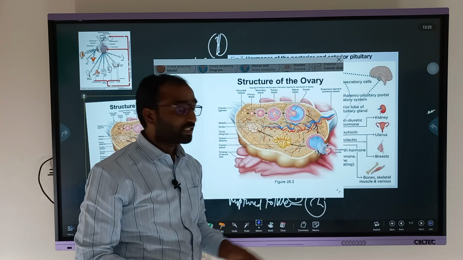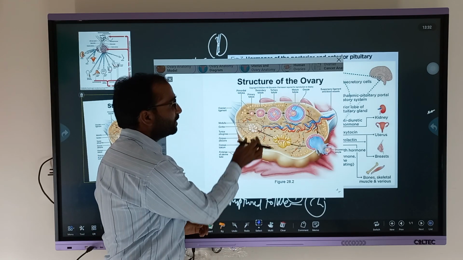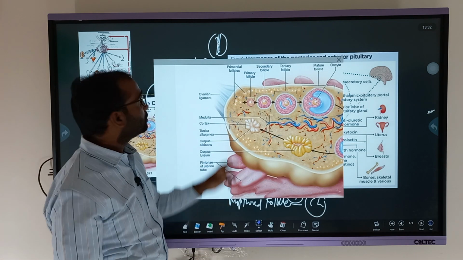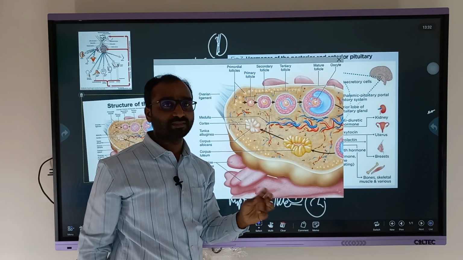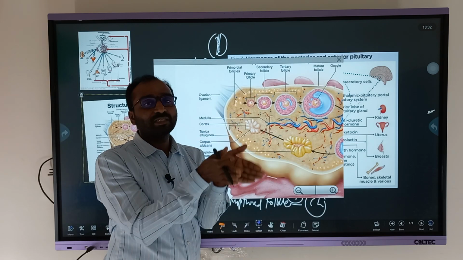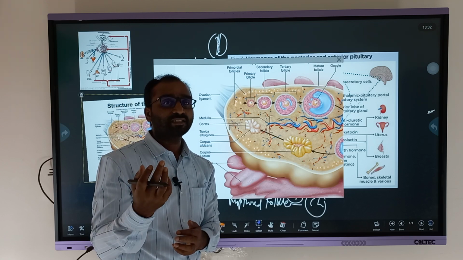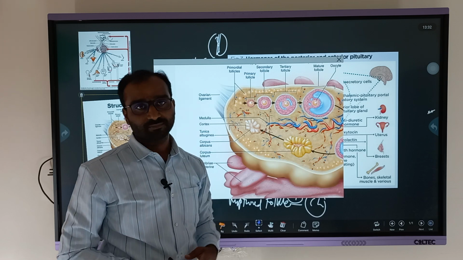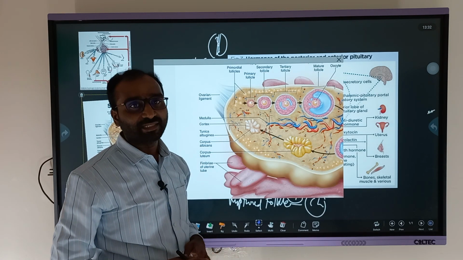That is nothing but what? The corpus luteum. Later this corpus luteum, which is yellowish in color, transforms into a white-colored mass of tissue called what? Corpus albicans. So you should have an idea what corpus callosum, corpus luteum and corpus albicans are. Once again, repeating: corpus callosum is a small connective tissue that connects both cerebral hemispheres, a part of the nervous system. Corpus luteum and corpus albicans are part of the female reproductive system. Clear? So this is about FSH and LH.